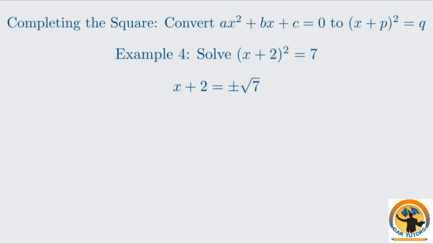Finally, we subtract 2 from both sides. This gives us the exact solutions. X equals negative 2 plus or minus the square root of 7. This method gives us exact answers, which is often preferred in higher-level mathematics. Now let's apply the completing the square method to a quadratic in standard form. Solve for exact values of x squared plus 4x plus 1 equals 0.